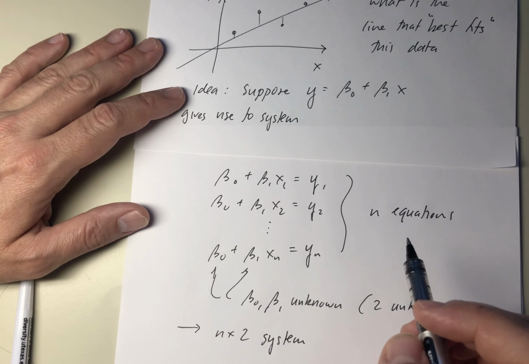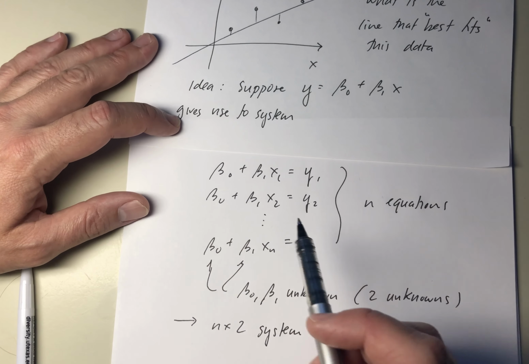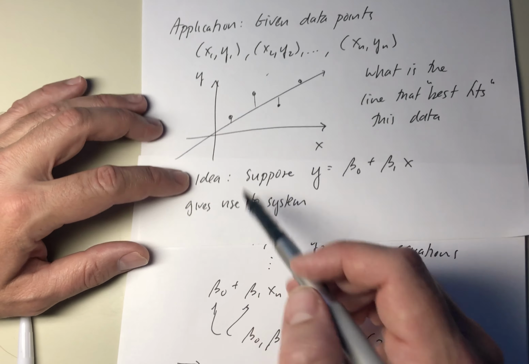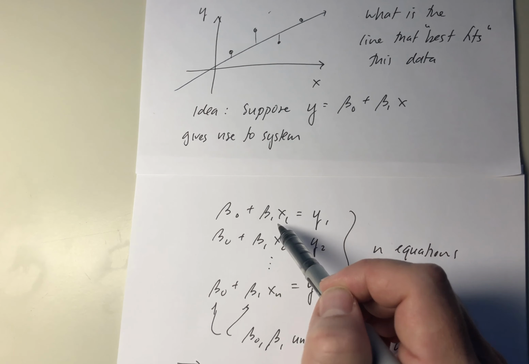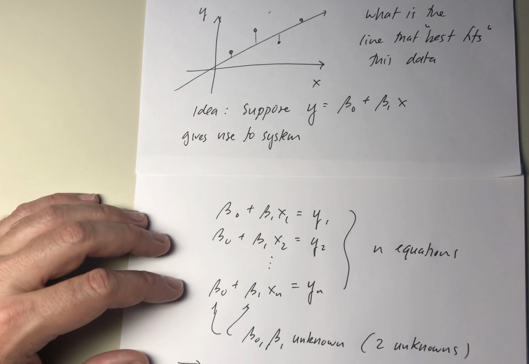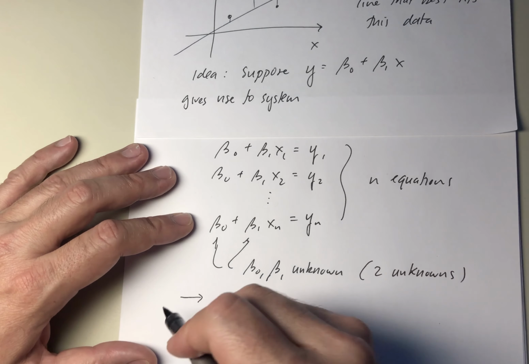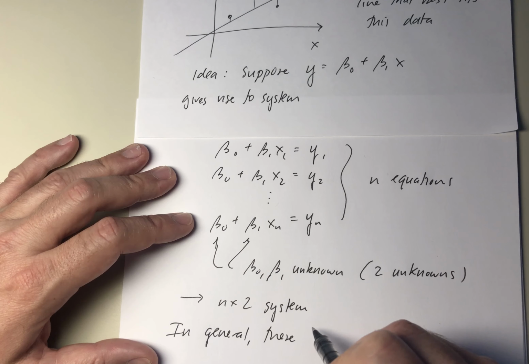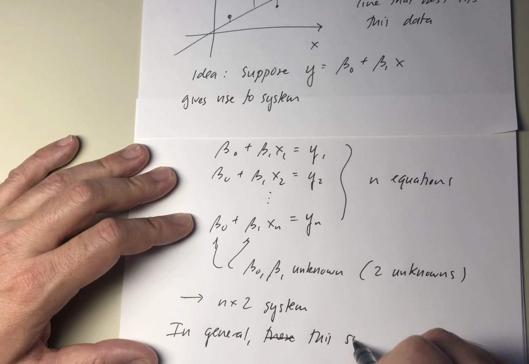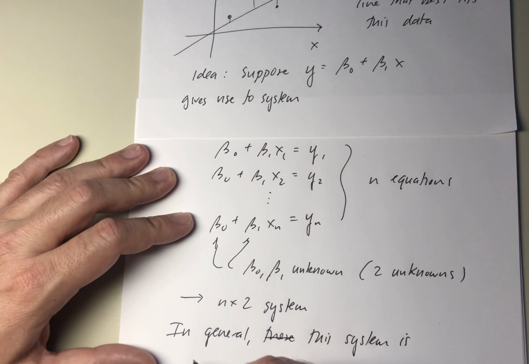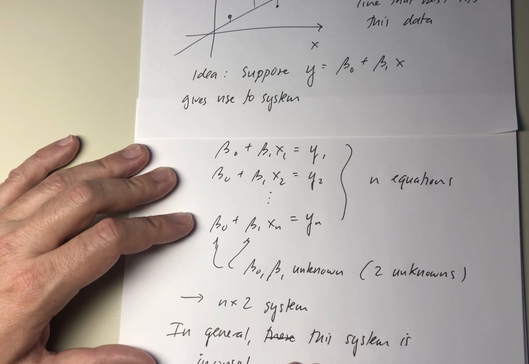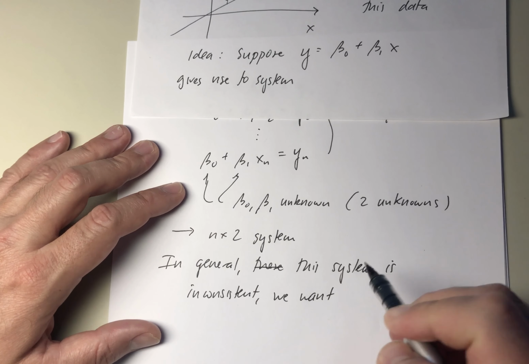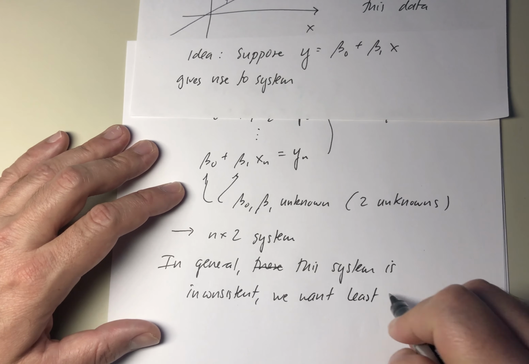Of course this will be inconsistent, because what I'm asking for is that all of these points lie on a line, and we just saw in this example that they don't, so there's no way to simultaneously satisfy these n equations. So what we want is the best fit. In general, this system is inconsistent, so we want to find your least square solution.